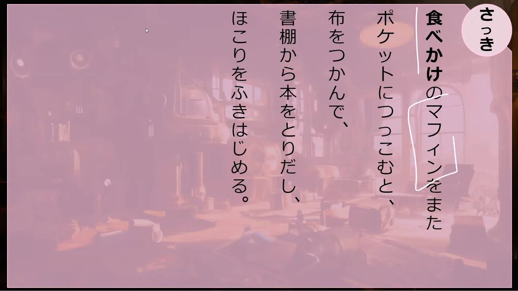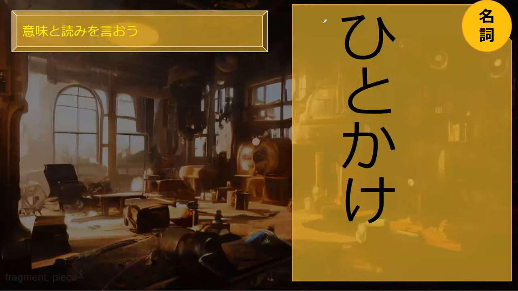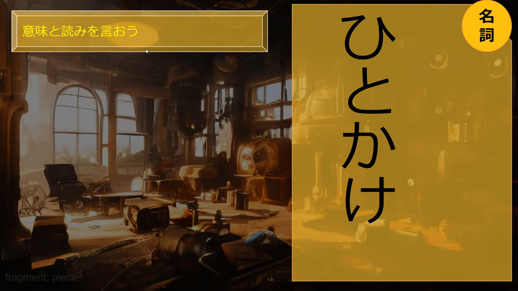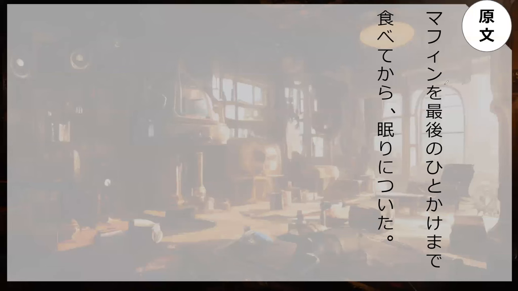Tabekake. So you can use that to say this word, which is hitokake, which is basically another way to say fragment or piece, or a single leftover kind of idea, a single crumb. Hito is one. Hitokake. One left, or the part that was left. Perfect. So this will probably be our last line of the day.